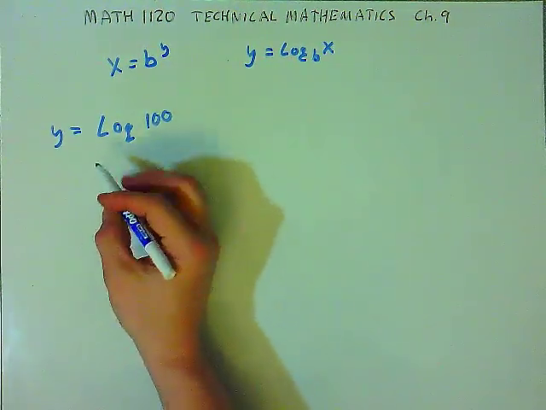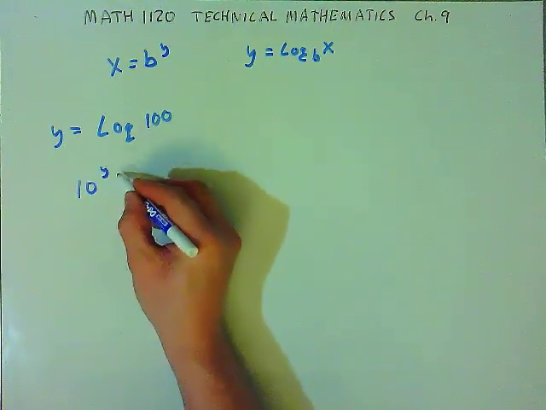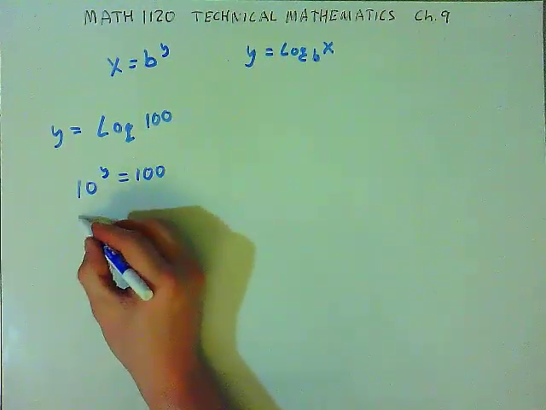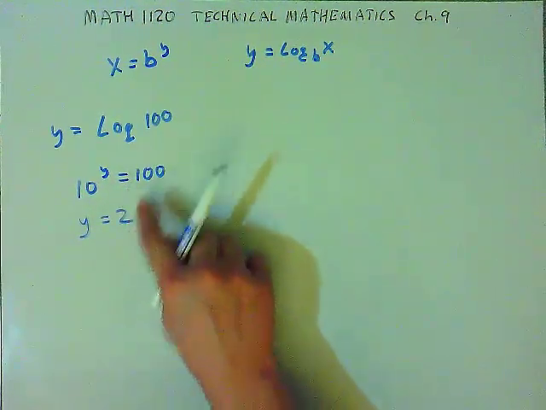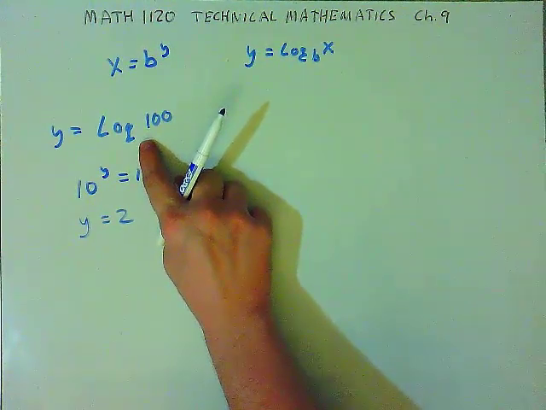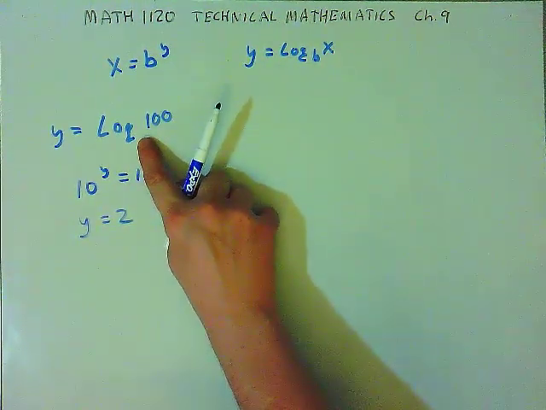Let's say that y equals the log of 100. We can rewrite this as 10 to the y power equals 100, and you can probably guess that y must be equal to 2. So my point is that anytime you see a logarithm written without a base, the base is going to be 10.